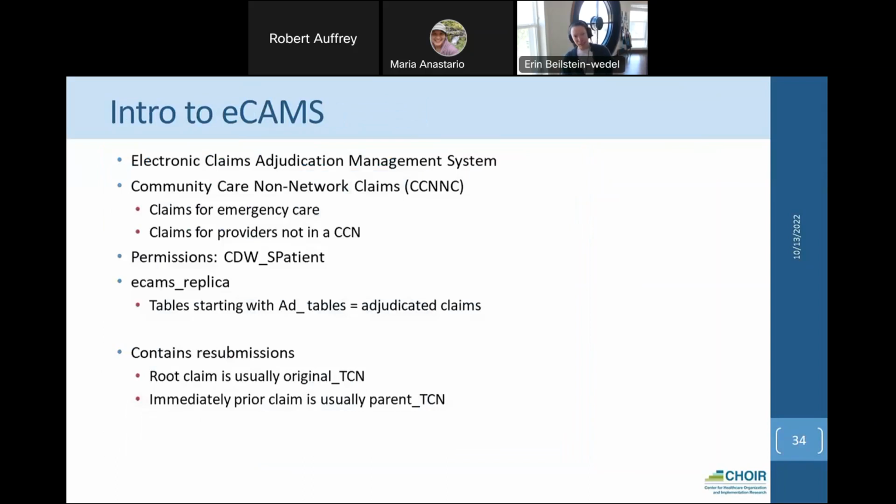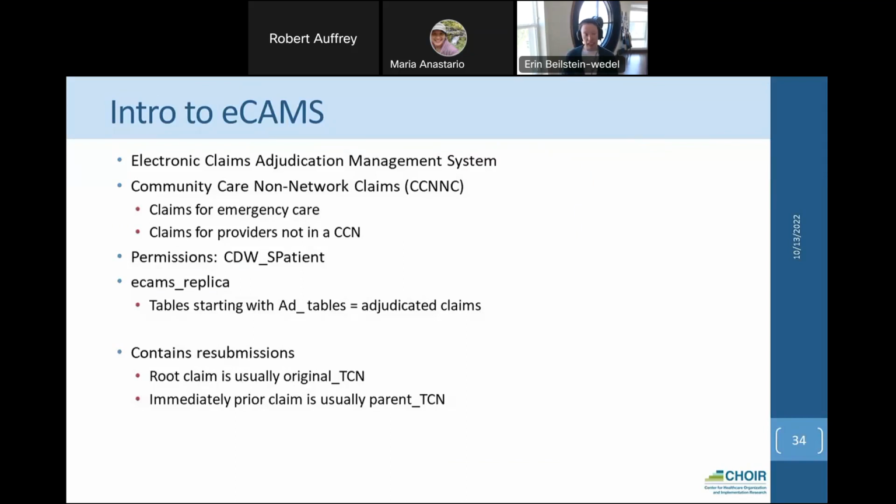And then the second system is eCAMS, and it stands for Electronic Claims Adjudication Management System. And as I already noted, it contains the CommuniCare non-network claims. So claims for emergency care are often in here, or more often in here. They are a high proportion of claims in these tables. And claims for providers not in the community care networks. And there's not that many, but it often happens with emergency care where the veteran has to go and the provider did not want to sign up with the VA as a provider. So this is where their claim ends up.